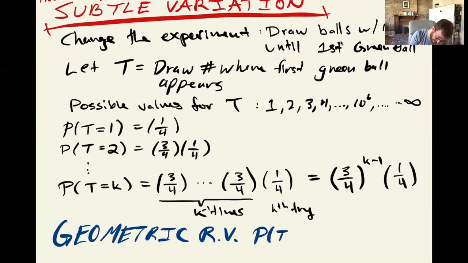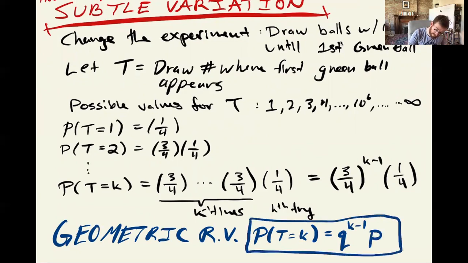This says that the probability that your kth success, or your first success, happens on the kth try is equal to the probability of failing k minus 1 times and then succeeding on that kth try. And so this is another fundamental example of a random variable.